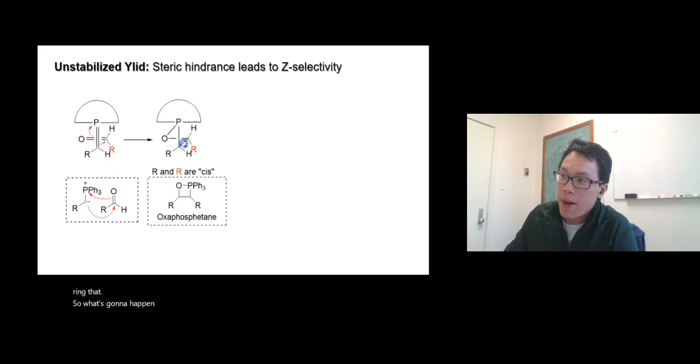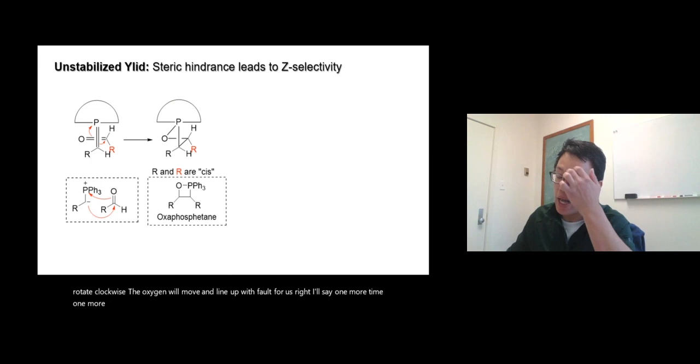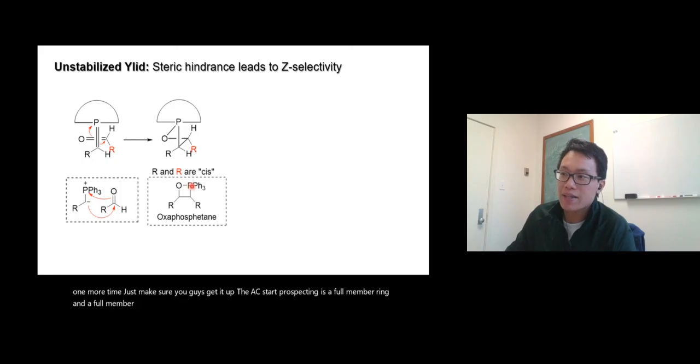This bond is about to rotate clockwise. Now this bond is about to rotate clockwise. The oxygen will move and line up with phosphorus. I'll say it one more time, just to make sure you get it. The oxaphosphetane is a four-membered ring, and in a four-membered ring all four atoms are lined up. Now they line up, they eclipse. I can't really say eclipse. They line up perfectly.